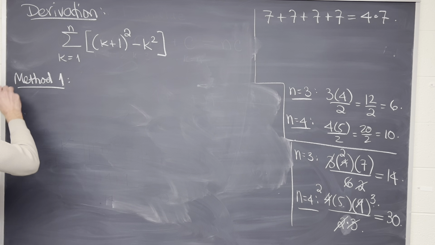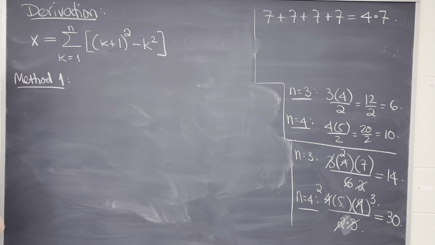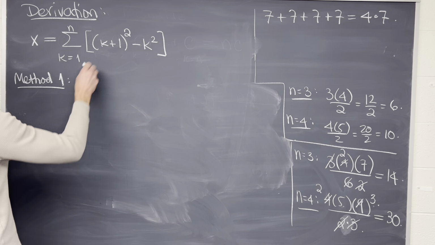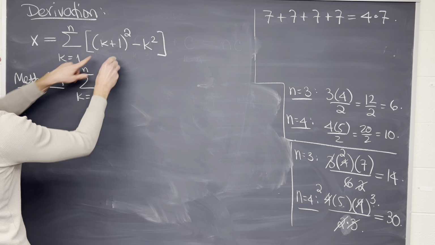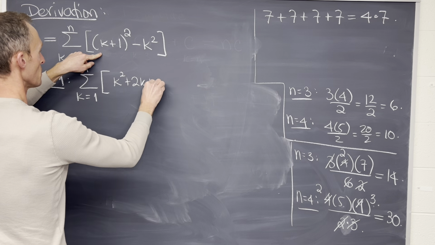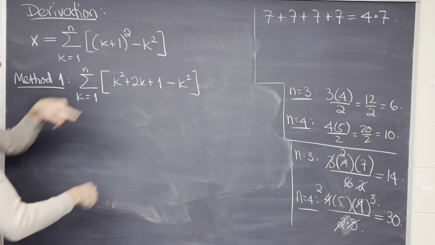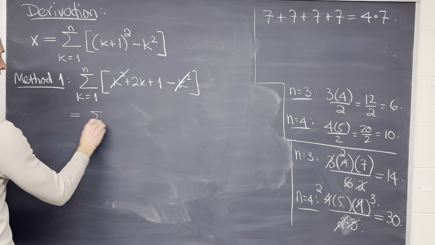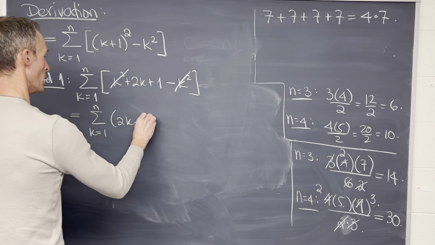Okay, method 1. So let's call this thing, I don't know what we want to call this. Let's call this x is equal to that, okay? So method 1, we're simply just going to expand out. So I'm going to say k equals 1 up to n of what? K plus 1 squared, I got to FOIL it out. So this is k squared plus 2k plus 1. And then I'm going to subtract k squared. Okay, so that cancels the k squared. So I'm left with the sum, k equals 1 up to n of 2k plus 1.